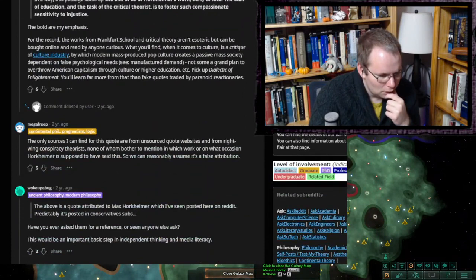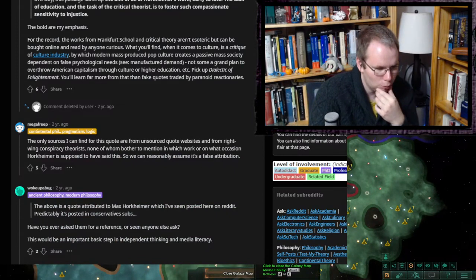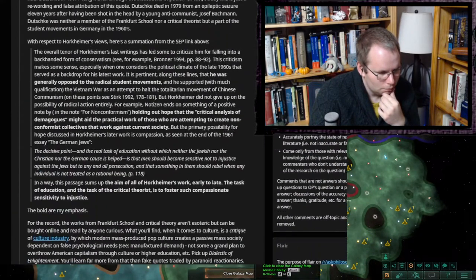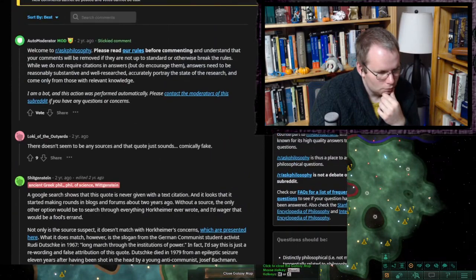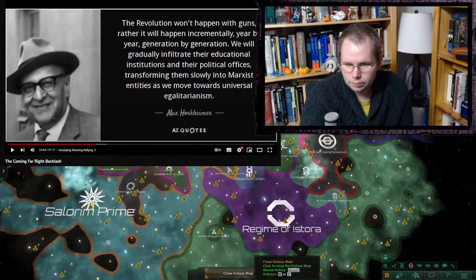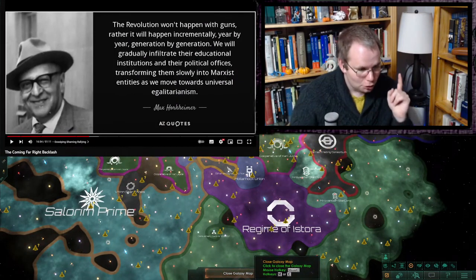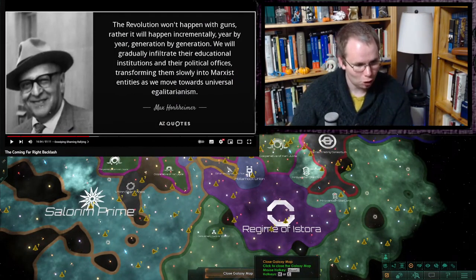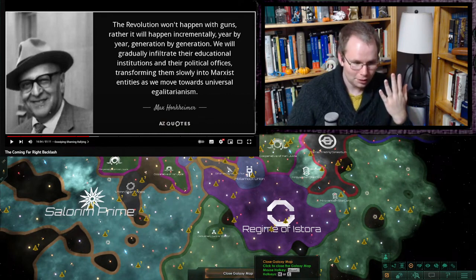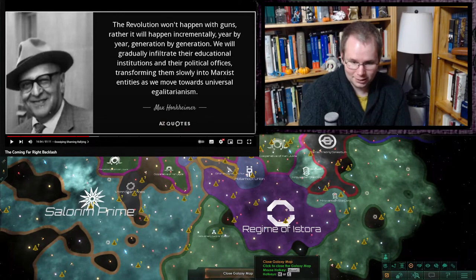Does anybody else say anything about this? The only sources I can find for this quote are from unsourced quote websites and from right-wing conspiracy theorists, none of whom bothered to mention in which work or on what occasion Horkheimer is supposed to have said this, so we can reasonably assume it's a false attribution. So it looks like this is fake. But if it wasn't fake, it would directly belie the thesis of this video, that the left already runs everything. Why would you need to infiltrate the institutions if you're already in control of them? That doesn't make any sense, does it?